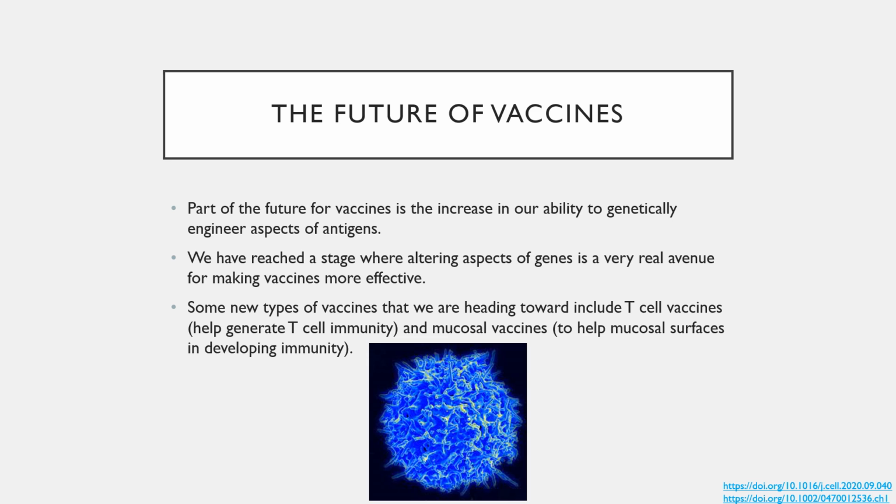Some of the new types of vaccines that we're heading towards include T-cell vaccines, which help generate some T-cell immunity, and mucosal vaccines, which help the mucous surfaces in developing immunity. The last one is important because some of the vaccines that we've talked about are not typically administered into mucosal surfaces. So mucosal vaccines specifically can help areas that can also be affected by pathogens.